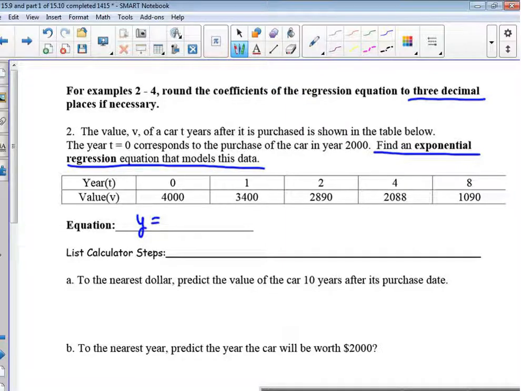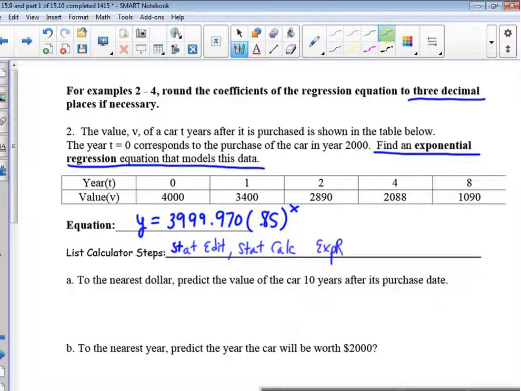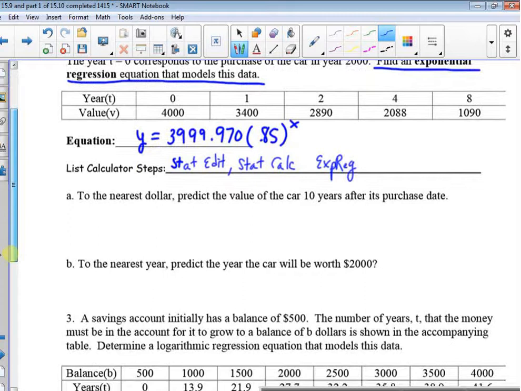So y equals 3999.970 times 0.85 to the x. My calculator steps were stat, edit, stat, calc, exp reg. Because on the Regents exam you're asked to show some work, your calculator steps can serve that purpose. There's your work. Okay, to the nearest dollar, predict the value of the car 10 years after its purchase date.